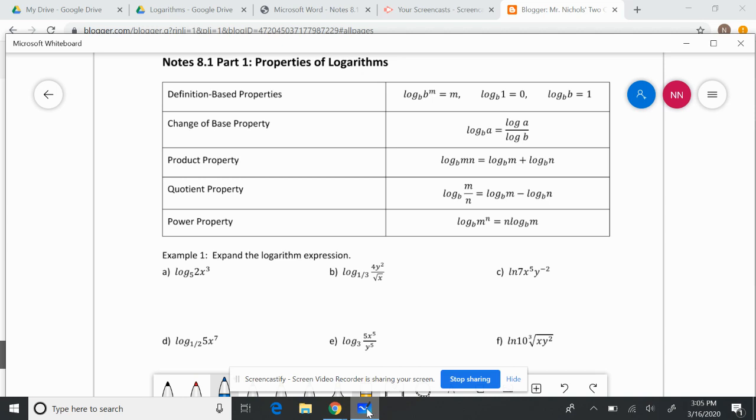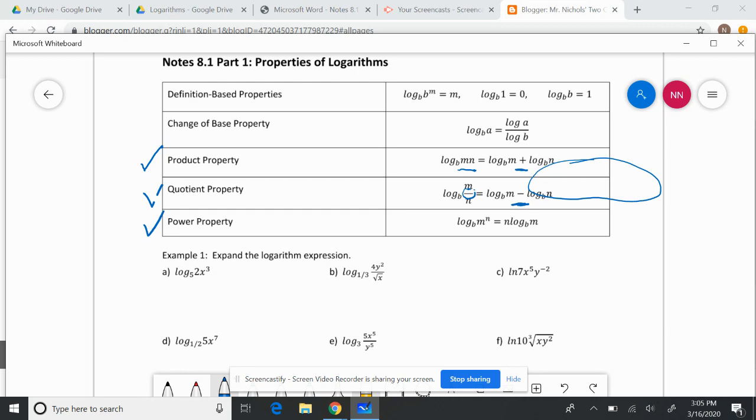What we're going to do today is we're going to look at the properties of logarithms. We're going to start off with the bottom three: product, quotient, and power properties. The product property basically means that when we multiply logs and we expand them, we're really adding them. With the quotient property, when we divide, we subtract.